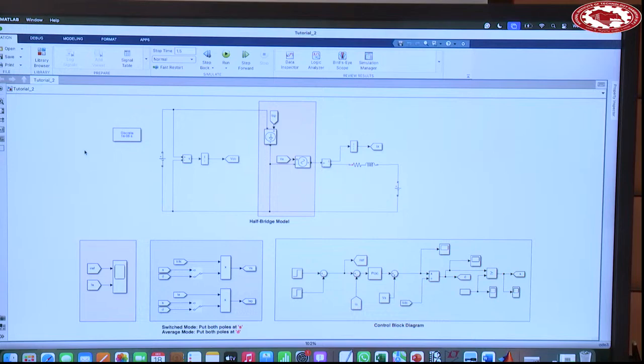Files, tutorial 1 and tutorial 2, Chandrasekharan sir. Shortly he will share with you the simulation files at least, so that you can play with these files according to your need.